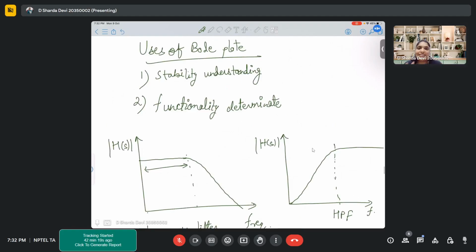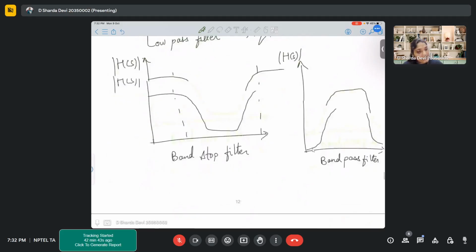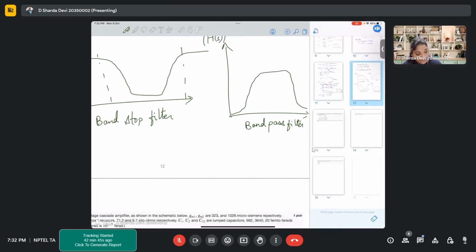So if any circuit is given, the first thing that you do is calculate the transfer function. The second thing is to find the poles and zeros, and using those poles and zeros, you draw your Bode plot. After the Bode plot is drawn, you analyze from the Bode plot what the functionality of that particular circuit is. Let's say there is another circuit.